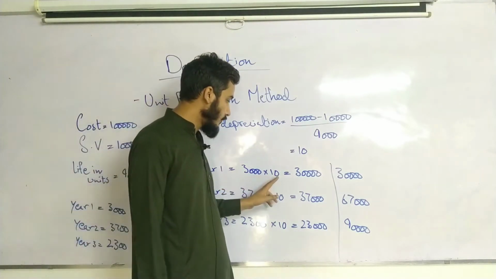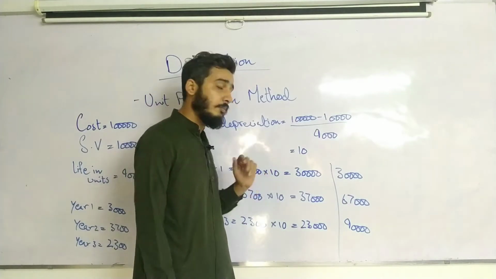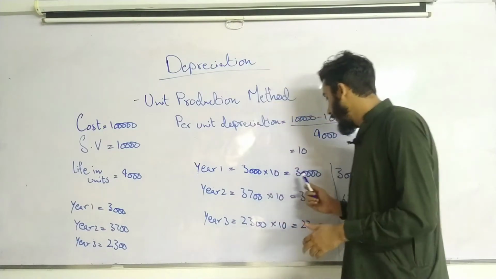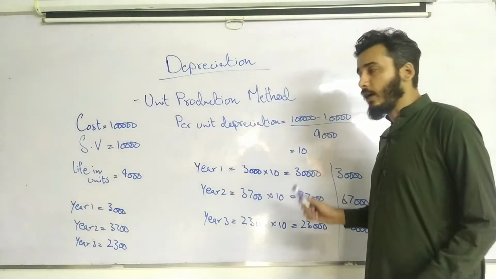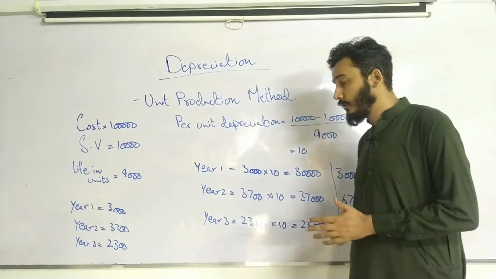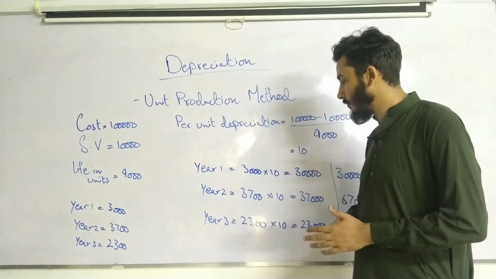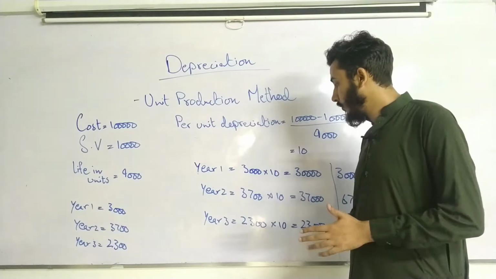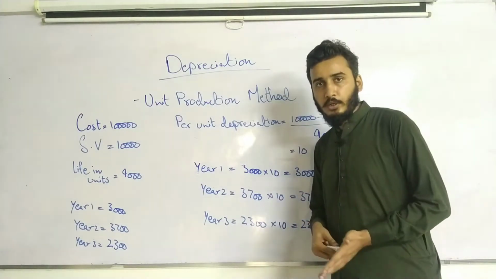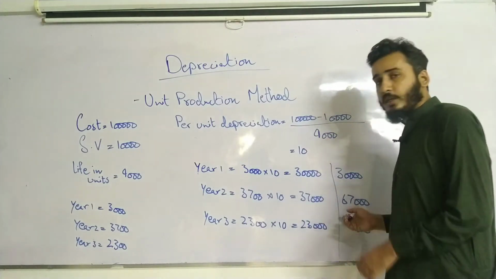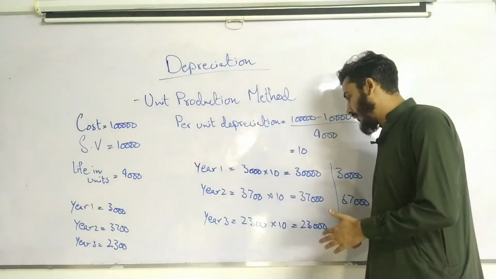So our units shall be multiplied with the per unit depreciation, and we have got depreciation for the year 30,000 and the total depreciation 30,000 as well. Then in year two, we have 3,700, and again by multiplying it with per unit depreciation, we have got 37,000, and the total depreciation shall be 67,000.